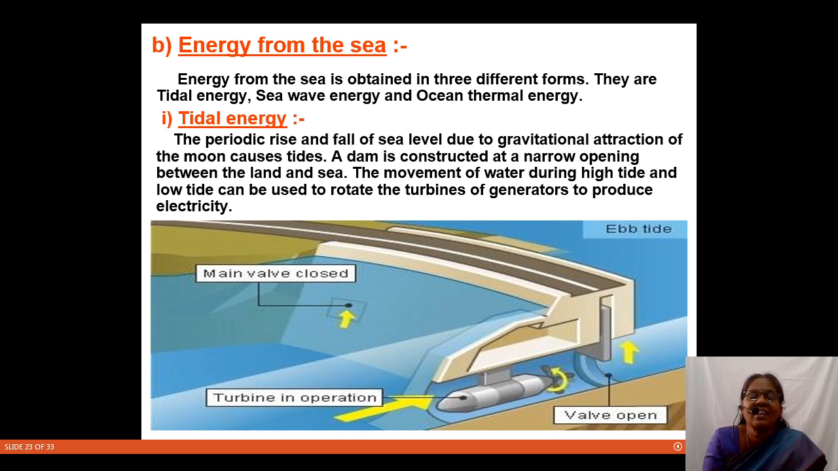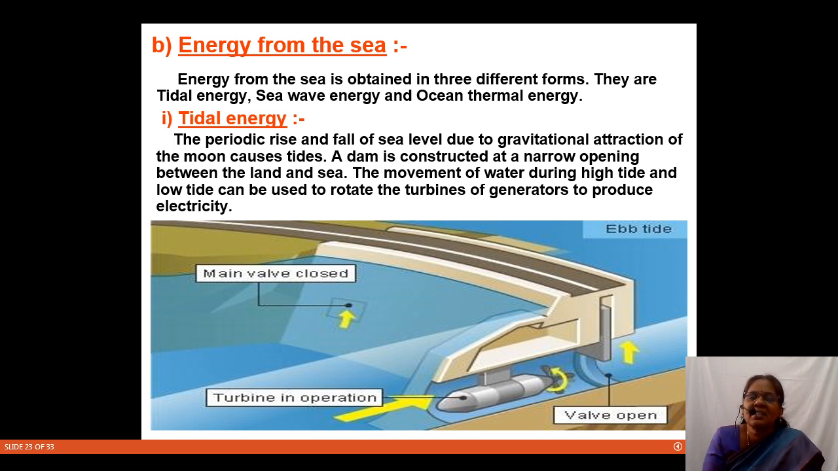So now we can generate electricity using tidal energy. That is the first part. The periodic rise or fall of sea level due to the gravitational attraction of the moon causes tides. So the attraction between earth and moon automatically produces the tide. The tide is every time increasing and decreasing in height, a rise or fall of sea level.